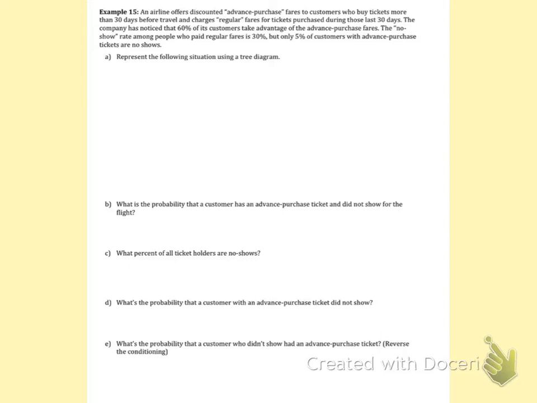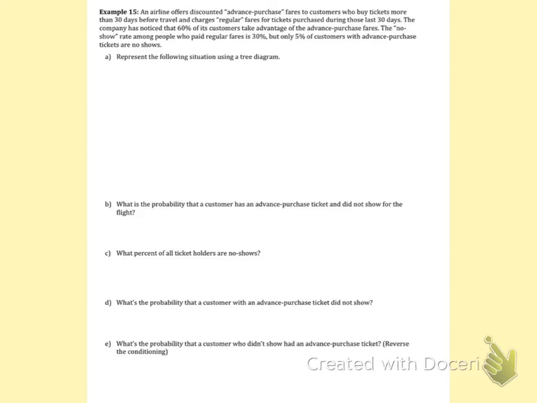It says an airline offers discounted advanced purchase fares to customers who buy tickets more than 30 days before travel and charges regular fares for tickets purchased during those last 30 days. The company has noticed that 60% of its customers take advantage of the advanced purchase fares. The no-show rate among people who paid regular fares is 30%, but only 5% for customers with advance purchase tickets are no-shows. So the first thing that we want to do is draw a tree diagram of this situation.